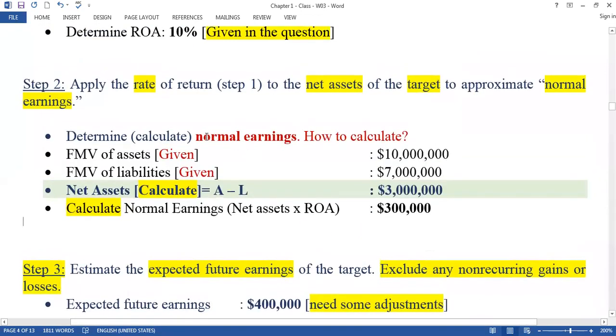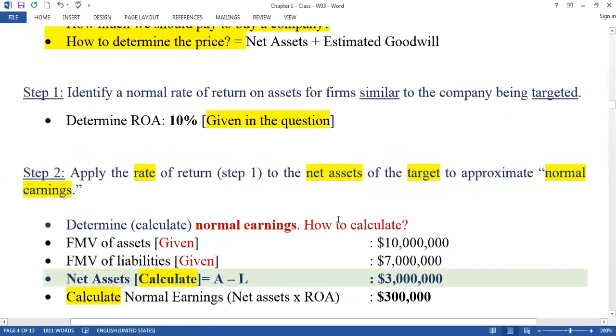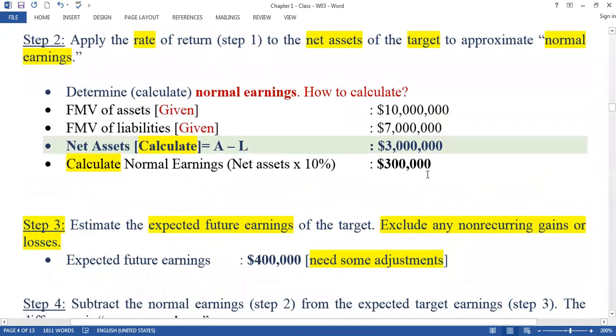Then we are going to calculate the normal earnings. How to do that? This is the net asset times return on asset. So according to this question, return on asset is 10%. So our normal earnings is $300,000, right? So this is step 2.